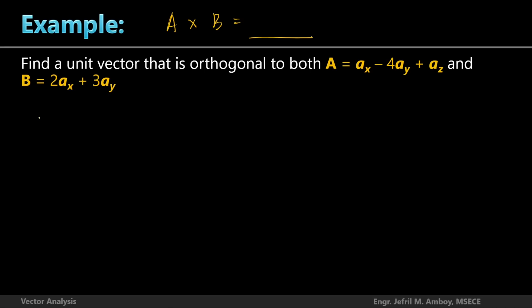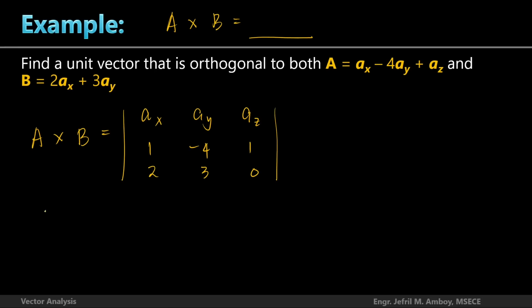Okay, so we will use the conventional solution A cross B using the determinant. Okay, Ax, and then Ay, and then Az. Now, let's write on the second row, the vector components of A. It's 1, negative 4, 1. And for vector B, it's 2, 3, and 0. Okay, so how do we evaluate this?